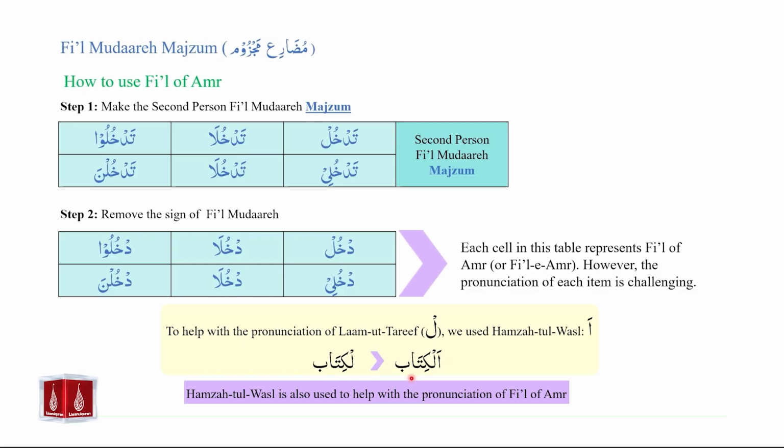Al-kitab is easily pronounced. So hamzatul wasl will also be used to help with the pronunciation of fi'l of amr. We used hamzatul wasl previously to help us with the pronunciation of laam tarif. Here we will also use hamzatul wasl to help us with the pronunciation of fi'l of amr.